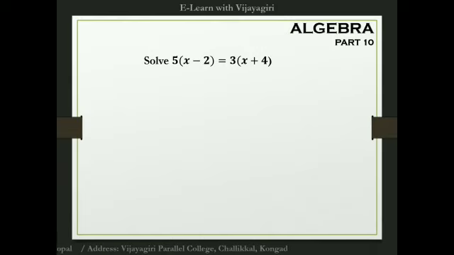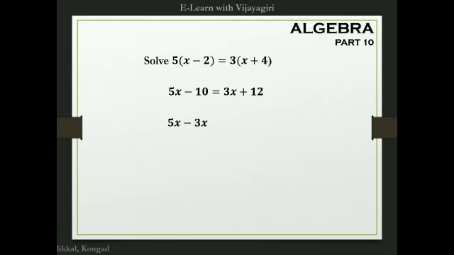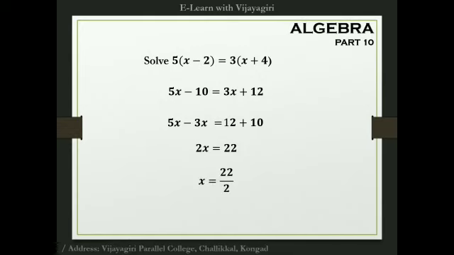Let's check another example. Solve 5(x - 2) = 3(x + 4). Here first we have to expand. So it becomes 5x - 10 = 3x + 12. Now we have to bring all x terms to one side and numbers to the other side. So it becomes 5x - 3x = 12 + 10. 5x minus 3x is 2x and 12 plus 10 is 22. So 2x = 22. Now 2 we can take to the other side. It becomes x = 22 by 2, and it will be 11.